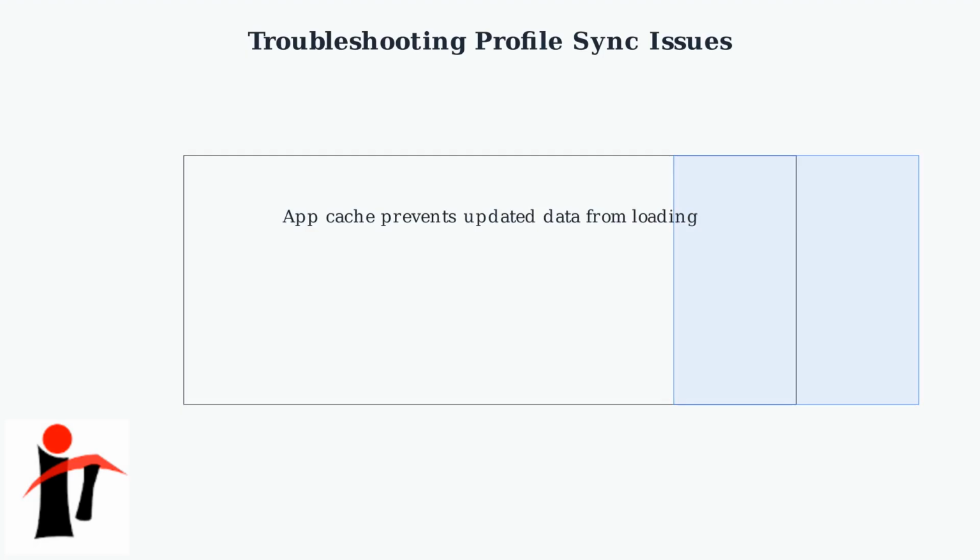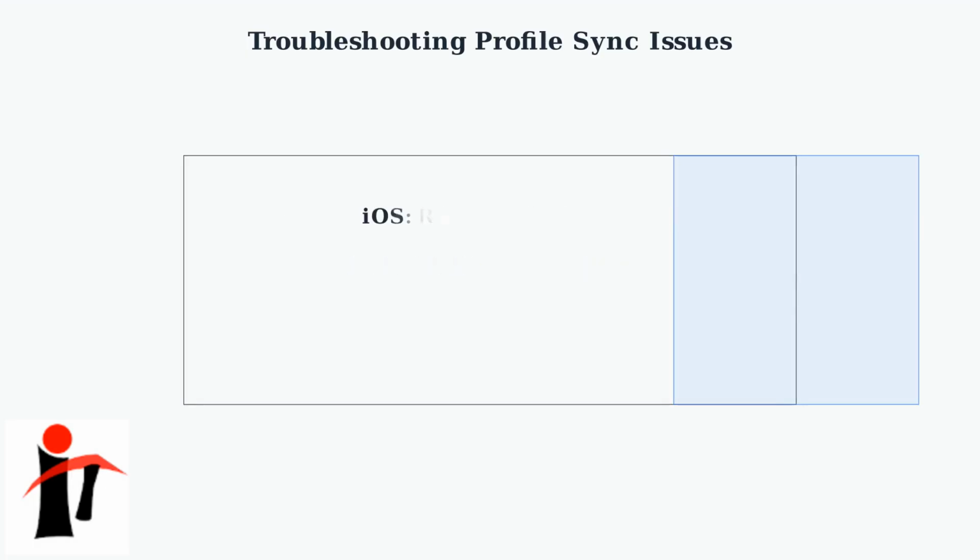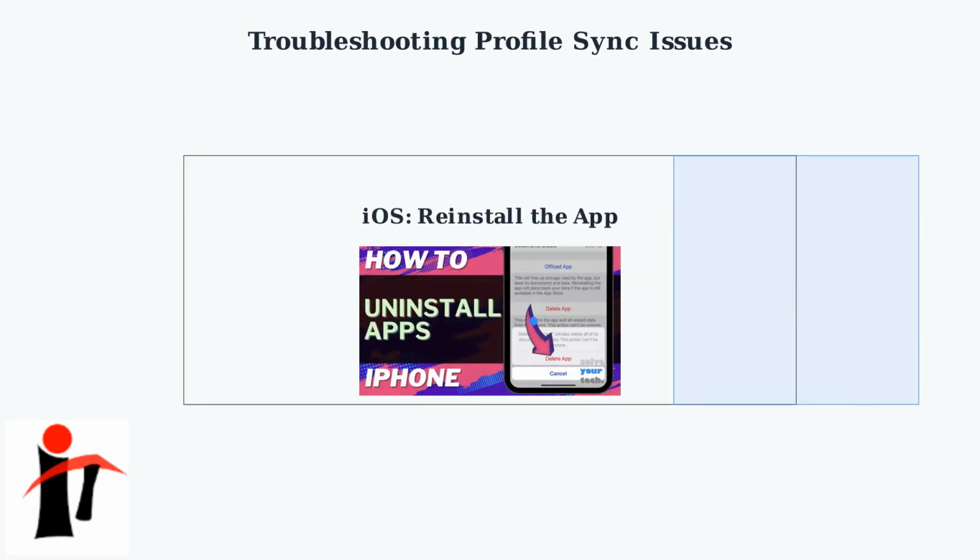The core issue often lies in the app's cache, stored data that becomes outdated. When cache data conflicts with new server information, the app fails to sync your profile changes. For Android devices, the solution is to clear the Tesla app's cache. This removes old stored data without affecting your account information. On iOS devices, a complete reinstall of the Tesla app often resolves sync issues. This forces the app to download fresh data from the servers.